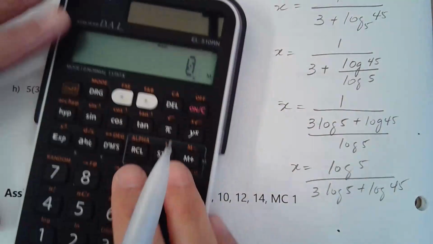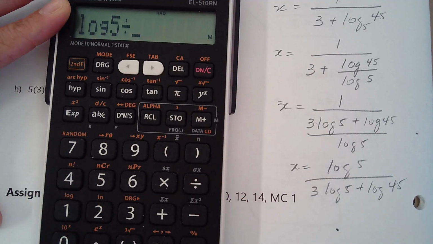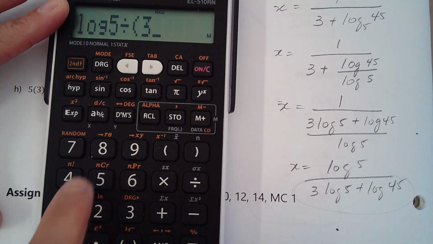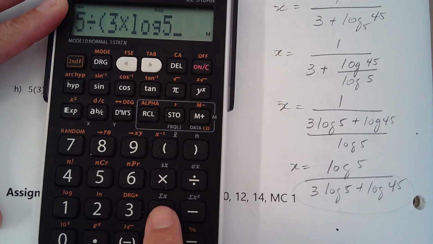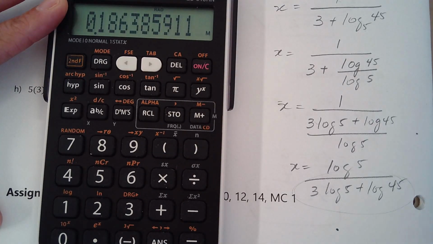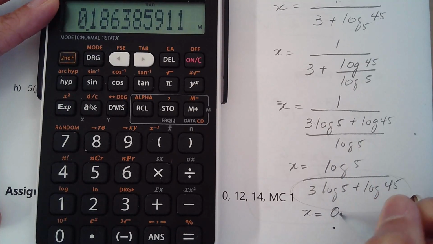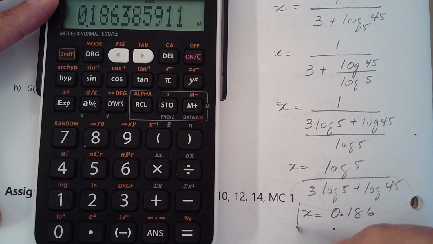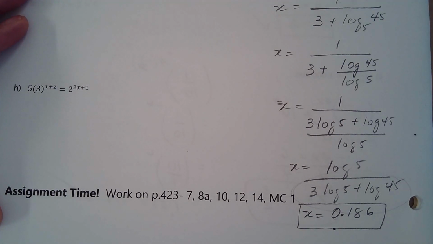If not, then just go log 5 divided by, we're going to divide all of these. So brackets 3 times log of 5 plus log of 45. Yep. 0.18638. Did you get the same number?